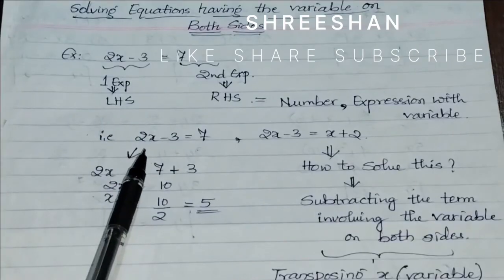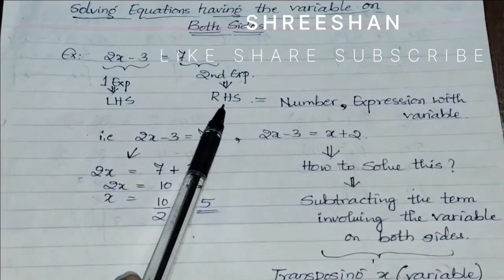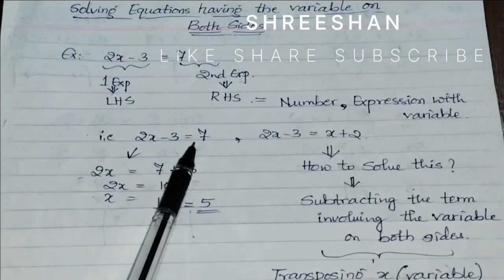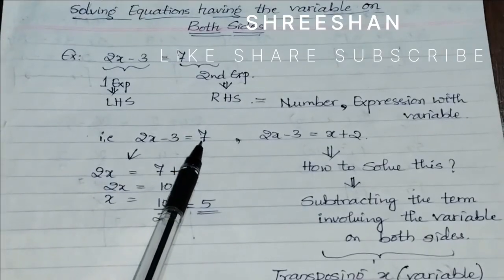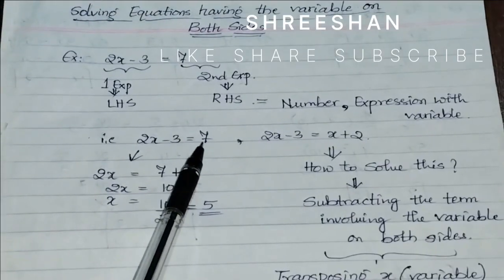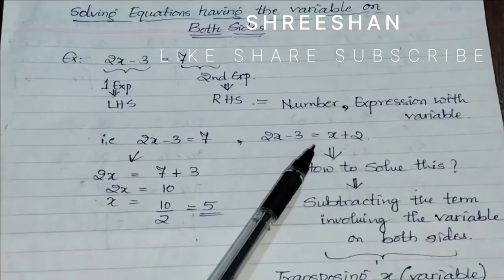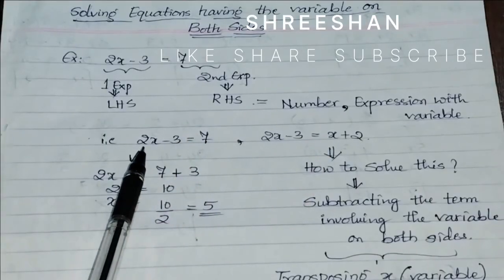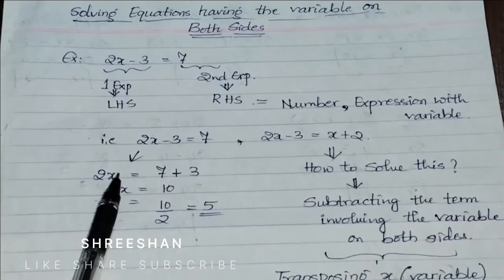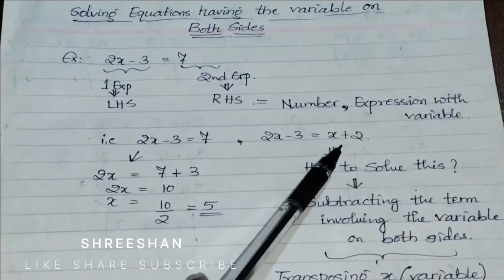So for example, RHS part containing a number is 2x minus 3 is equal to 7. So RHS is equal to something. Now that something may be a number or an expression. So 2x minus 3 is equal to 7, right? Or 2x minus 3 is equal to x plus 2.